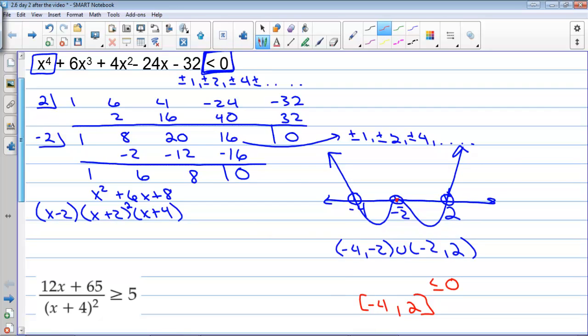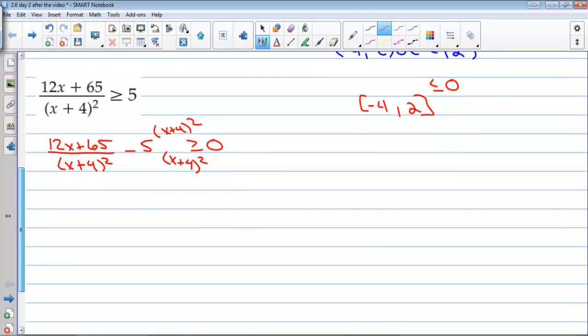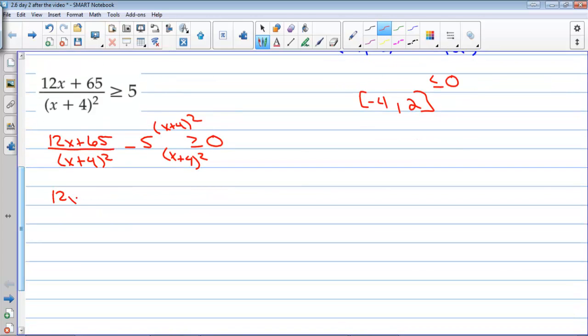Now we have a rational one, so we go from polynomial to rational. We need common denominator. Well, first we need to compare this to 0. So we have 12x plus 65 over x plus 4 squared minus 5 is greater than or equal to 0. So we get one side compared to 0, and then we multiply by x plus 4 squared, because that's the common denominator. Well, it's really the only denominator on this one. We have a little bit of work to do with if the denominator is x plus 4 squared. Let's multiply out the x plus 4 squared.